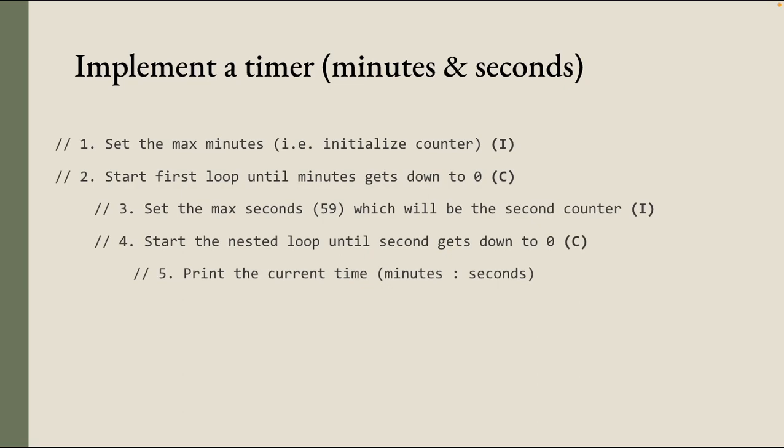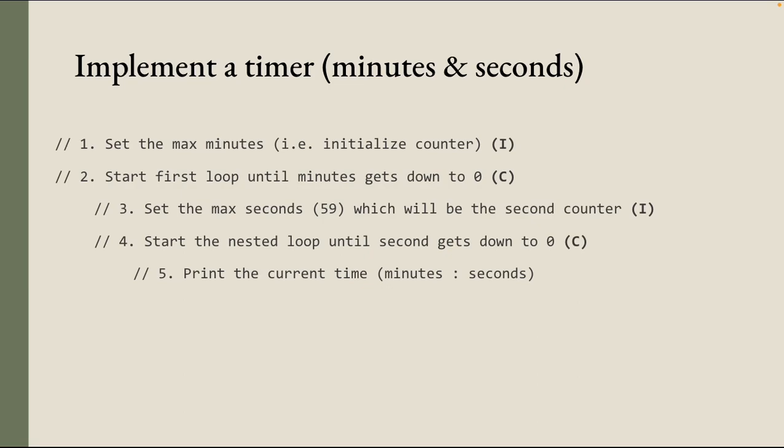Now, here is what I really want, right? I want to print the current time. So now that I have my counter for minutes and my counter for seconds, I can print the current time. And this should look identical to the clock. It's the same logic, we're just counting in a different direction.